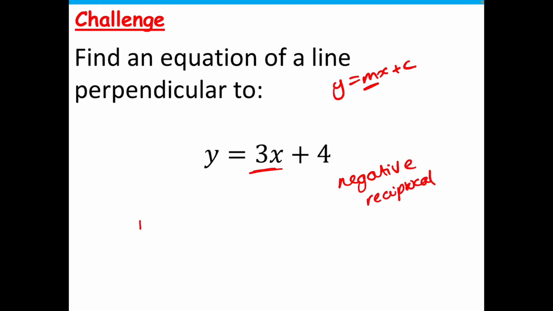What that means is if m is 3, I need to flip the fraction. Now remember, this could be written as 3 over 1. That's the same as 3. I need to flip the fraction for my new gradient. That's the reciprocal. And then I also need to make sure that it's negative. So a perpendicular line to this is going to be anything with a gradient of negative a third and then plus any c. You could even leave it as 0. You could have it as 4, 5, anything. So that's why often you'll see my answers for these questions with c, because that c can be any number.